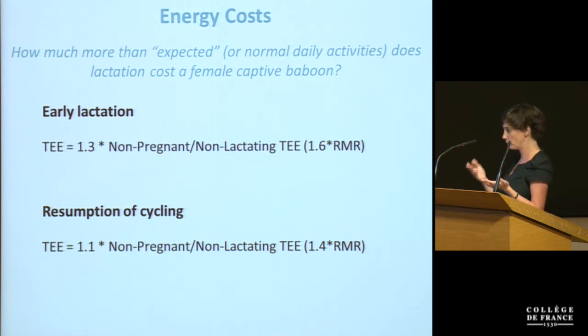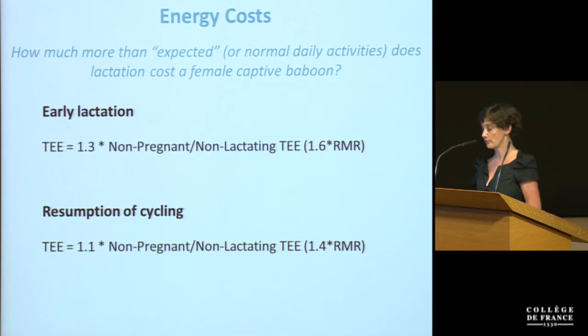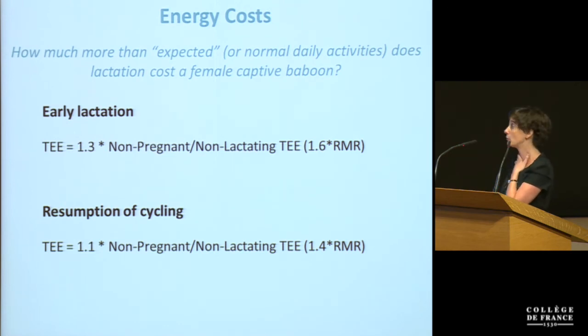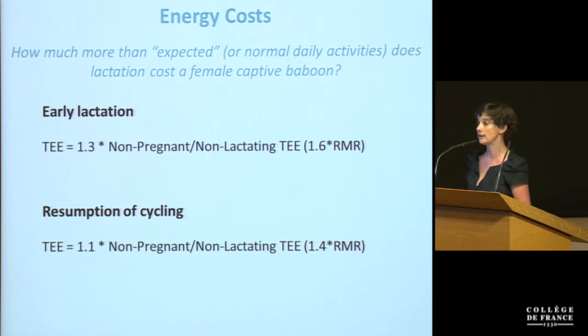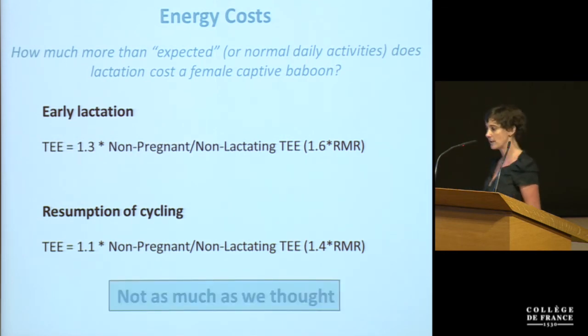What we know is that during early lactation, the infants are exclusively breastfed, and they are also carried by the mother most of the time. And in this case, in early lactation, the total energy expenditure is equal to 1.3 times the non-pregnant and non-lactating energy expenditure. When we did this measurement after the resumption of cycling, infants can travel independently, but they are still suckling, and they may also be carried dorsally, which incurs a cost for the mother. And at the resumption of cycling, the energy expenditure was only 1.1 times the non-pregnant and non-lactating TEE, total energy expenditure. So it's not as much as we expected, finally.